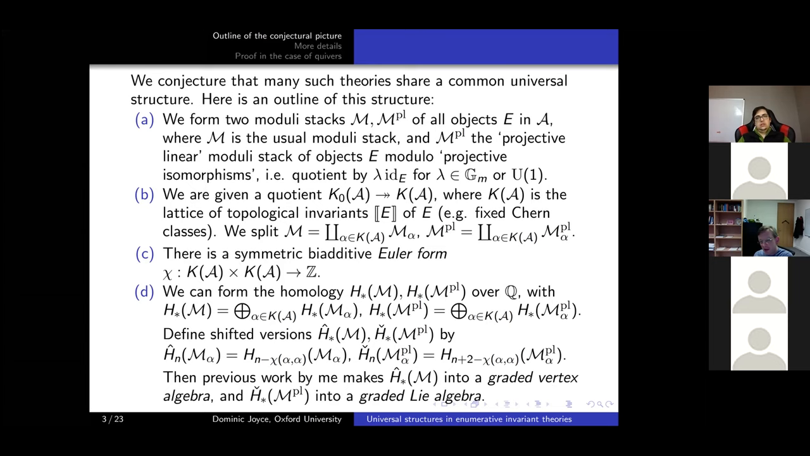So I think there's some kind of relation between my story and Nakajima's story, in that I think that you could define the Nakajima algebra using certain operators in my algebra. But it's a complicated and difficult relation to make. So this vertex algebra structure and this Lie algebra structure, they're difficult things. You can't just write them down, or not easily.